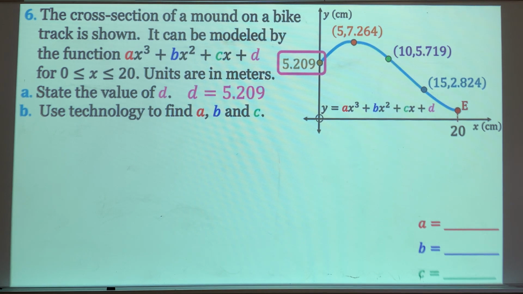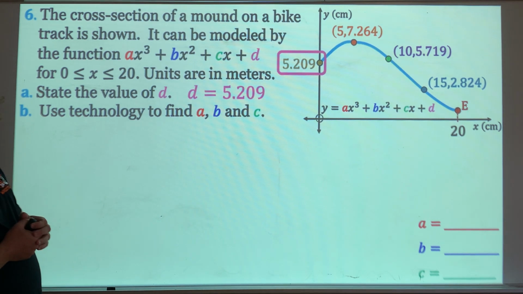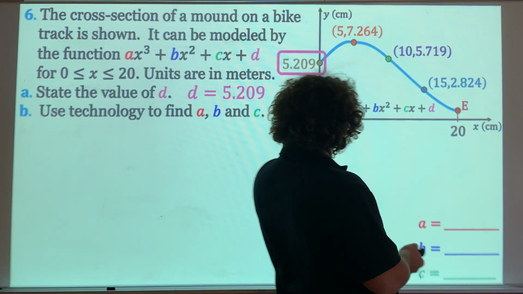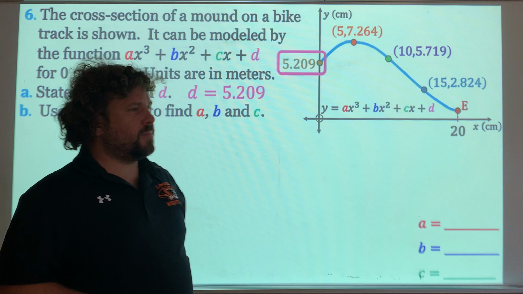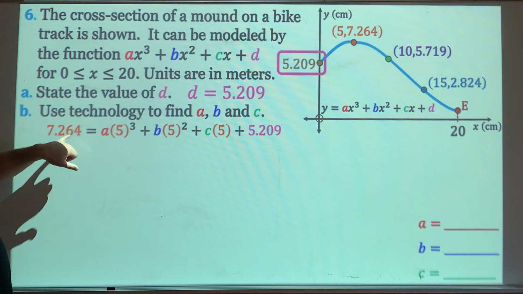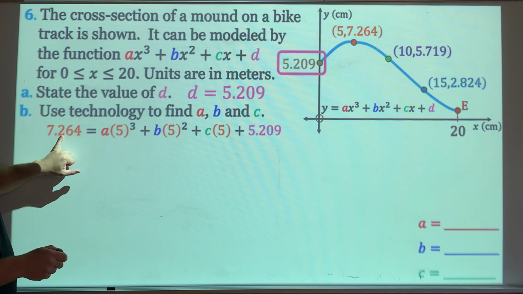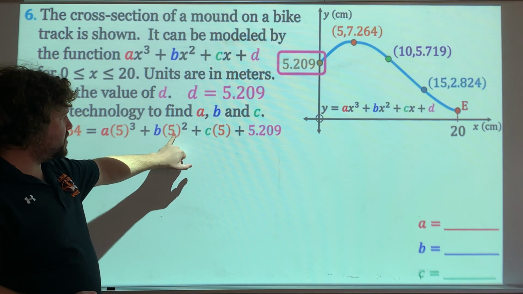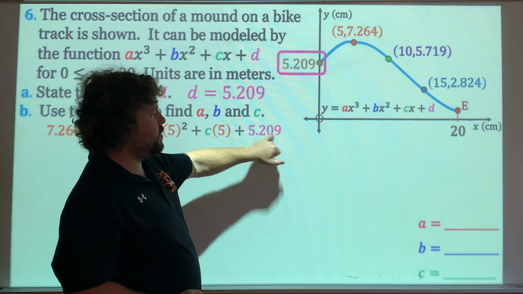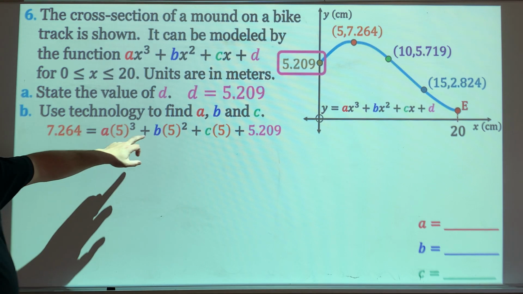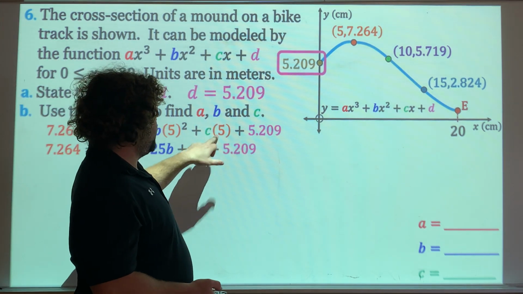So now we can find a, b, and c. But you may say, wait a second, 1, 2, 3 points. I have 1, 2, 3, 4 variables. So what do we do? Watch. You're going to plug in your y. 7.264 equals a times 5 cubed plus b times 5 squared plus c times 5 plus 5.209. You're going to solve this. 5 cubed is 125, 25, and 5c.